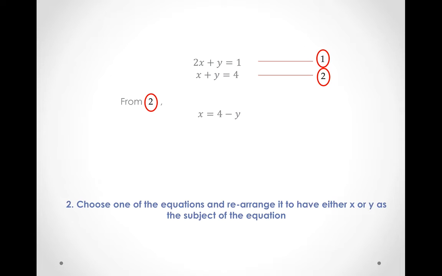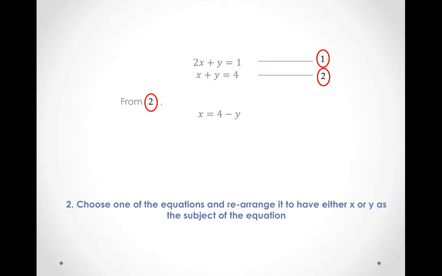I'll pause for a bit so you can have another look at it. Equation 2 was x plus y equals 4. I want to get the x all by itself on the left-hand side of the equal sign. And so what I did was minus y from both sides of the equation. And what I'm left with is x equals 4 minus y.